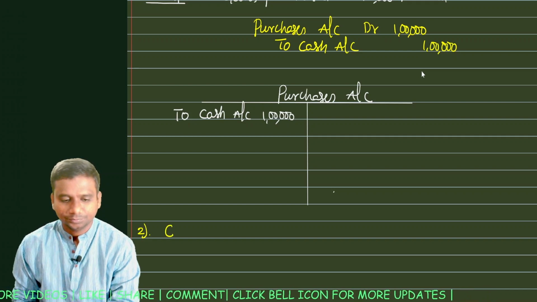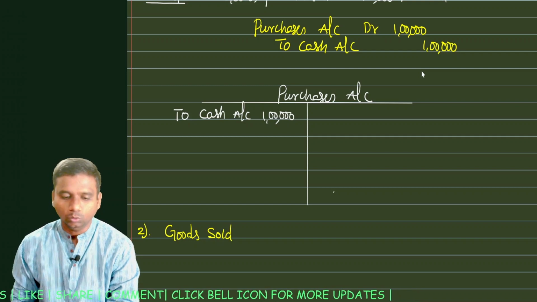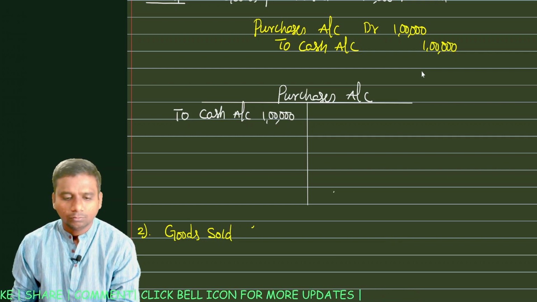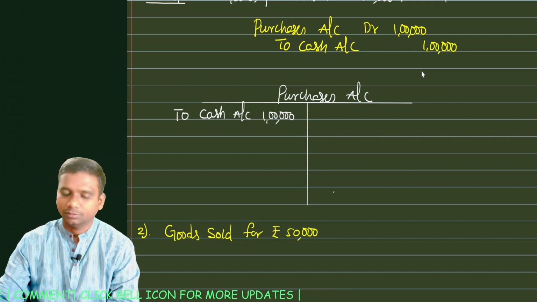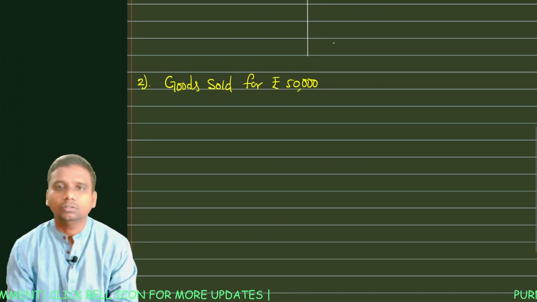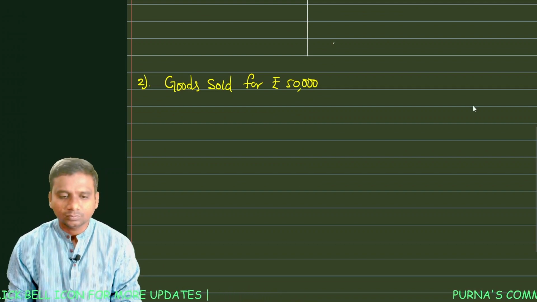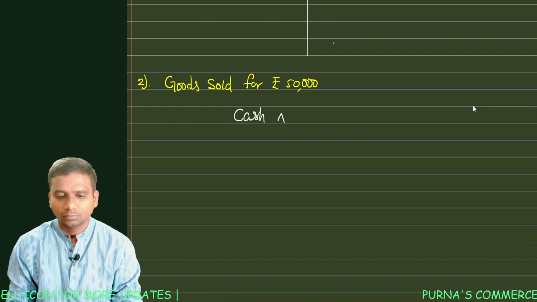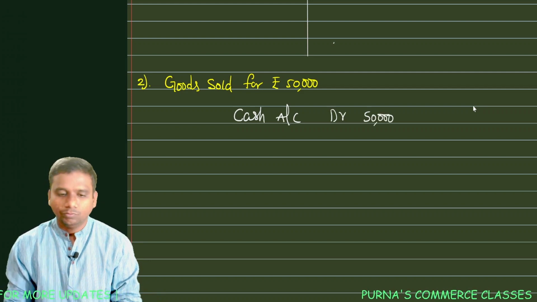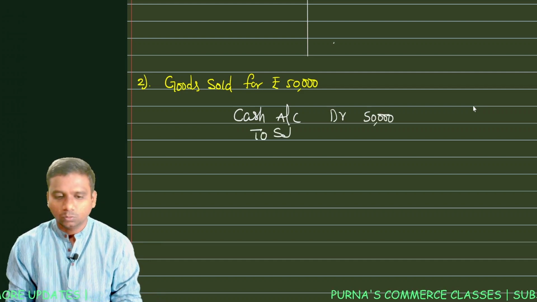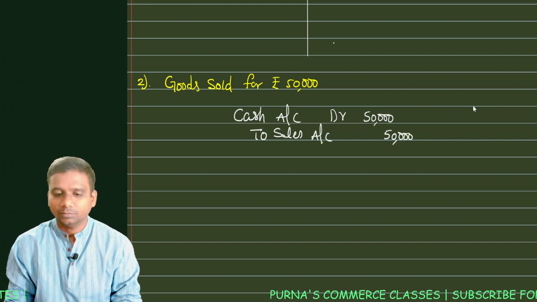Second transaction. Goods sold for rupees 50,000. What is the entry for this? Cash account debit 50,000 to sales account 50,000. Yes or no?